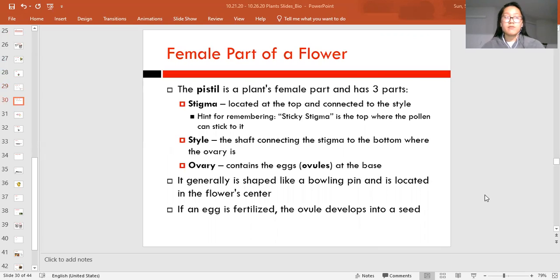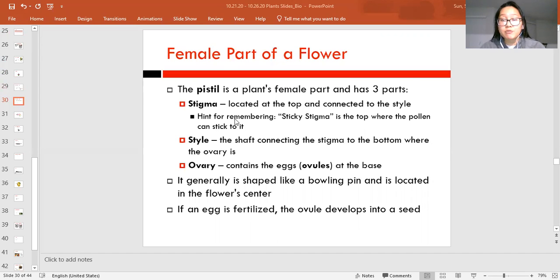The female part of the flower is the pistil, okay? It sounds like the gun pistol, but it's actually spelled differently. There's no O, okay? So there's three parts to the female part of a flower. The first one is the stigma. So the stigma is located at the top and is connected to the style.